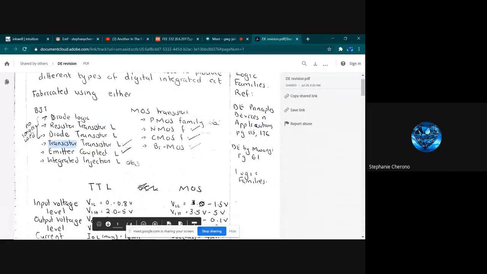Some of these use diode, resistor, diode, transistor. All these on the left are based on BJT, and there is another category, PMOS and NMOS, CMOS, which are based on MOS. So there's the type of transistor that is used in that specific logic family. And in these examples, you can see the ones that have become obsolete, and the ones that we are currently using. So there's that.